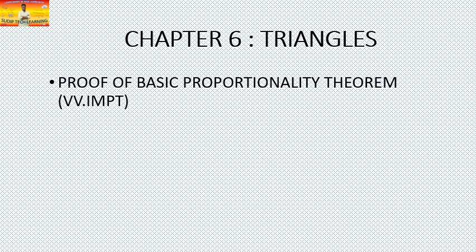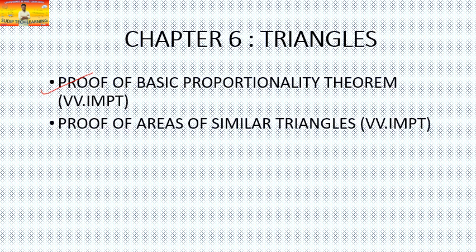Like this one, the proof of the basic proportionality theorem. We call it BPT. This is very easy. There are steps for this. You have to just follow those easy steps. Just 4 or 5 steps are there for this proof, and this chapter is mostly solving proofs only. Then the second thing is area of similar triangles.